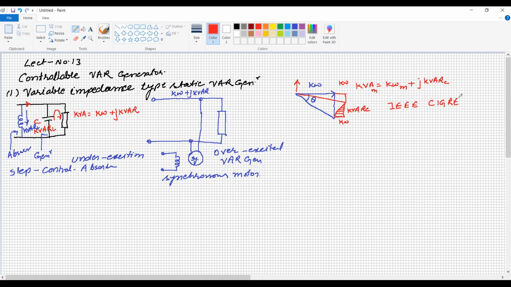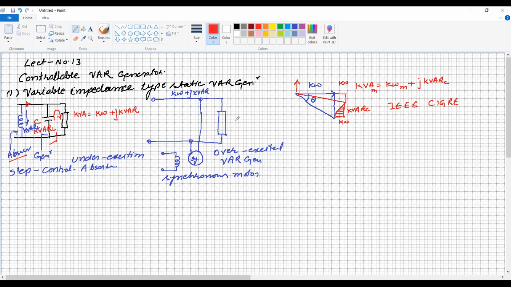We can define a static VAR generator as a device whose output varies so as to maintain or control a specific parameter, especially the voltage and frequency of the electric power system. With the help of gate turn-off thyristors or thyristor valves, different types of power semiconductor devices, it is possible to change the reactive power absorption or reactive power generation. Therefore, it is defined as the static VAR generator or static VAR compensator.